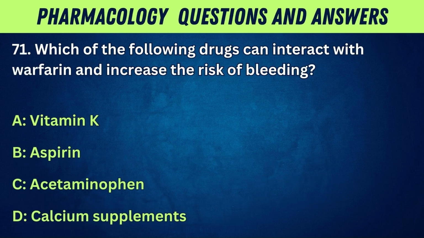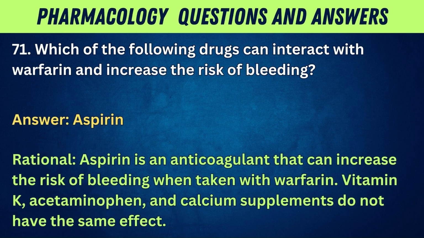71. Which of the following drugs can interact with warfarin and increase the risk of bleeding? A. Vitamin K. B. Aspirin. C. Acetaminophen. D. Calcium supplements. Answer: Aspirin. Rationale: Aspirin is an anticoagulant that can increase the risk of bleeding when taken with warfarin. Vitamin K, acetaminophen, and calcium supplements do not have the same effect.